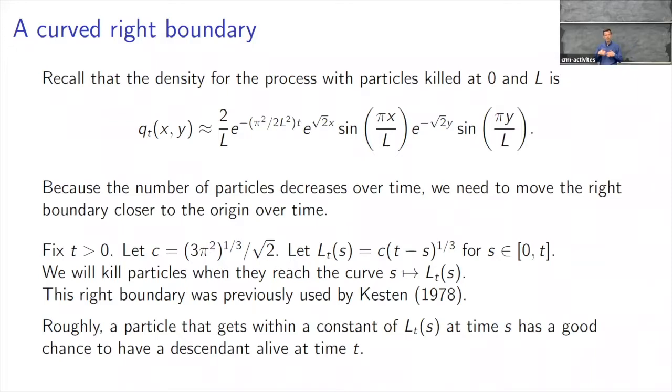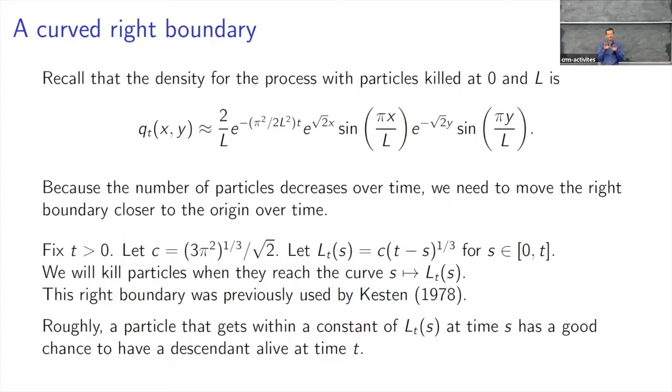It turns out, however, that in this case, we will not get sharp enough truncated moment bounds if we kill particles at some fixed level L. And the reason for that is that in the critical case, the number of particles is decreasing over time as the process moves towards extinction. We can see that from the e to the minus pi squared over 2L squared times t factor that appears in the density formula for branching Brownian motion in a strip.